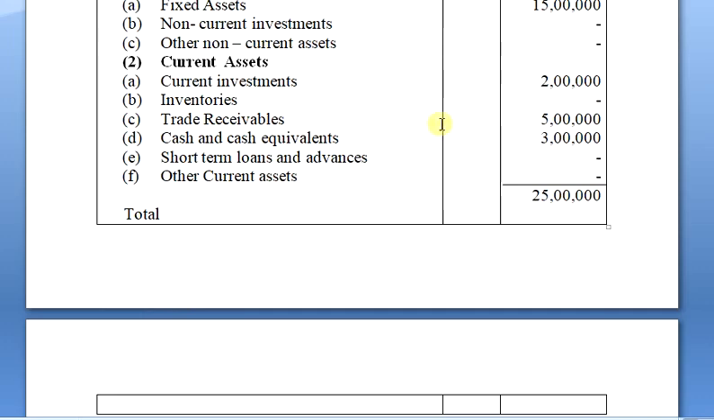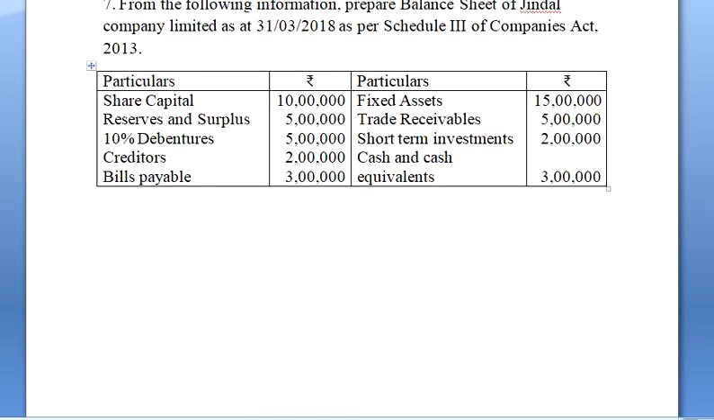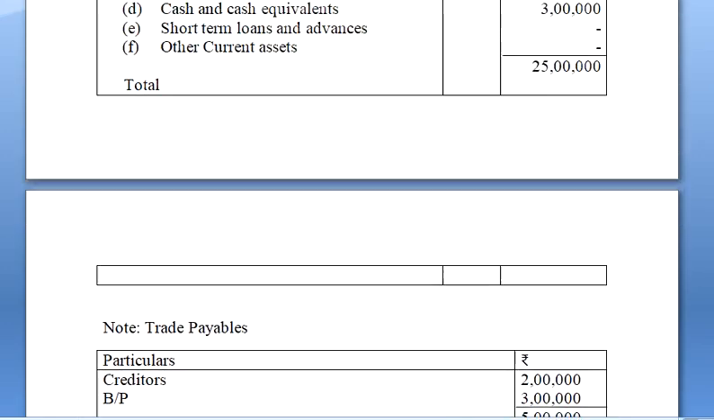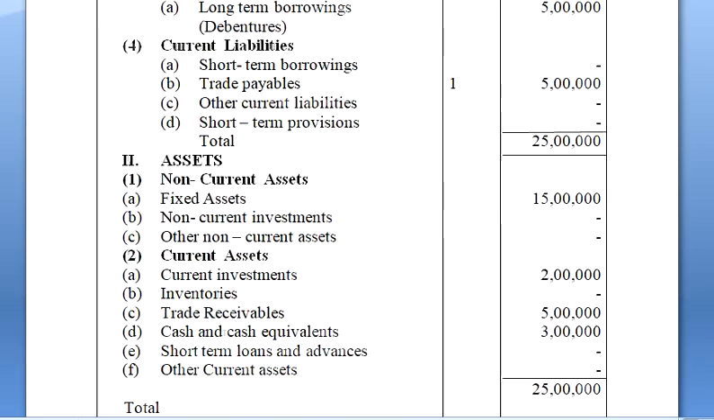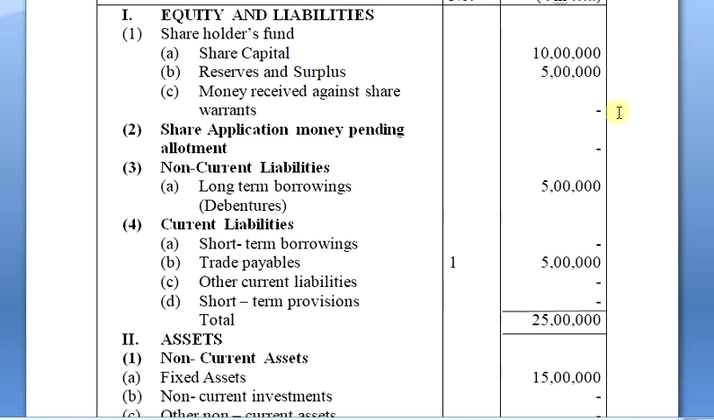Inventories is nil. Trade receivables is 5 lakhs as it is given in the problem, so we have taken 5 lakhs. Cash and cash equivalents 3 lakhs, so that also we will be considering here itself. So again see here, trade receivables 5 lakhs, cash and cash equivalents 3 lakhs, short term loans and advances is nil, other current assets is nil. Overall it becomes how much here? 25 lakhs. My dear students, don't be confused, that's it here.